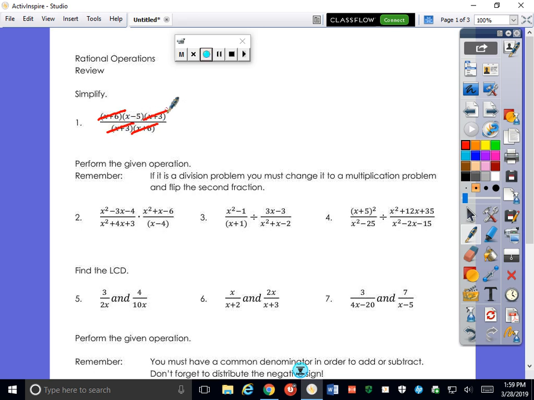So the x plus 6 and the x plus 3's get to be crossed out, leaving you with just x minus 5. Since there's nothing in the denominator, you can either put that over 1 or you can just leave it as x minus 5.